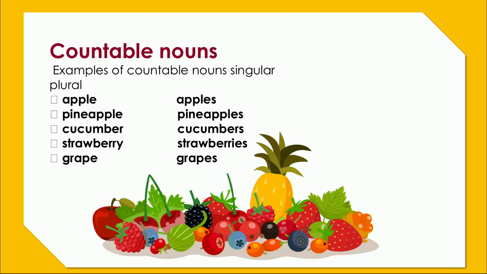Some other examples of countable nouns. As we said before, they can be singular or plural. Apple, apples. Pineapple, pineapples. Cucumber, cucumbers. Strawberry, we have a change. In strawberries, we change the letter y for ies. And another example is grape and grapes, only the letter s.